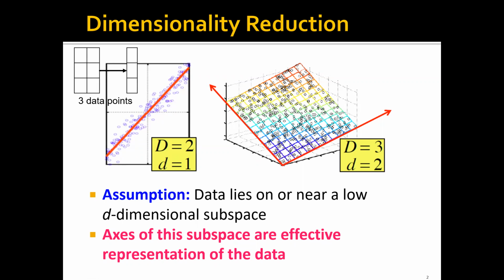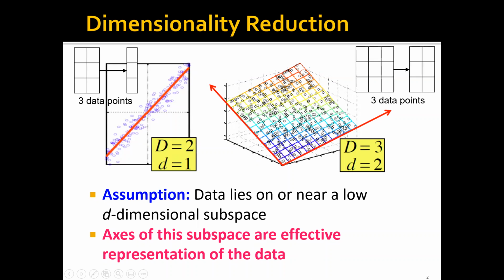And similarly, if we look at the data points on the right, although these are three-dimensional data points, if you look into them carefully, you can see that they actually lie on a two-dimensional subspace. That means we can use two coordinates to represent three coordinates of the raw data points. So basically, the axes of this new subspace are an effective representation of the data. For example, in this example on the right, the new axes are the new x here and new y here.